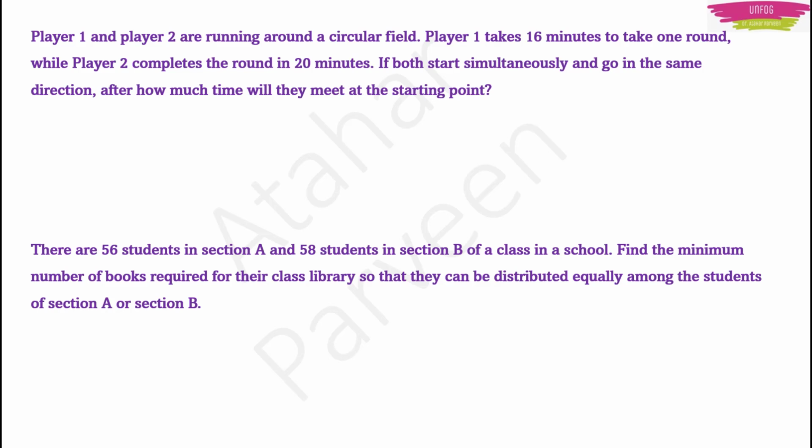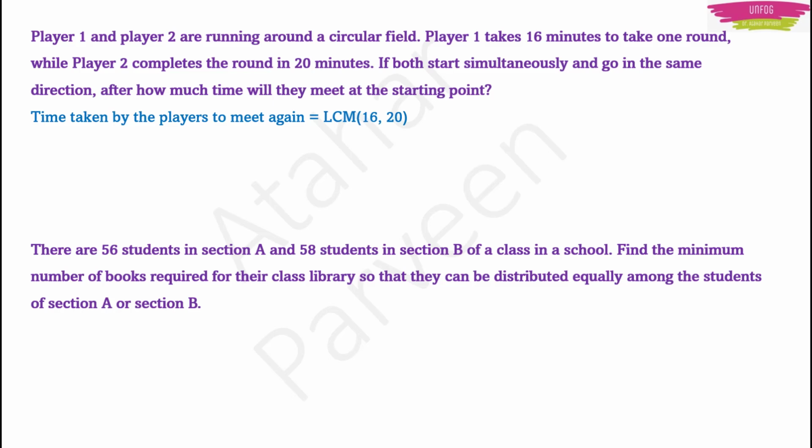First question is, player 1 and player 2 are running around a circular field. Player 1 takes 16 minutes to take one round, while player 2 completes the round in 20 minutes. If both start simultaneously and go in the same direction, after how much time will they meet at the starting point? See, you read the question 2-3 times if you don't understand. Here they are telling that there are two players running around the circular field. Player 1 takes 16 minutes to take one round, and the second player takes 20 minutes to complete that round. Now they are asking that if they both start at the same time and in the same direction, how much time will they take to meet at the starting point?